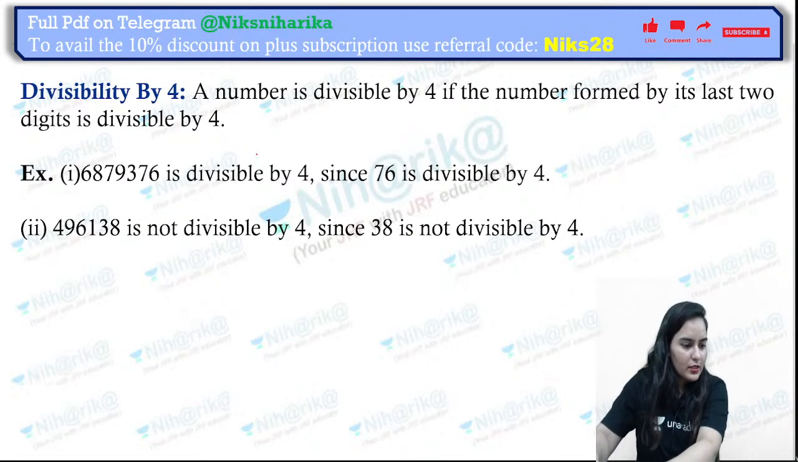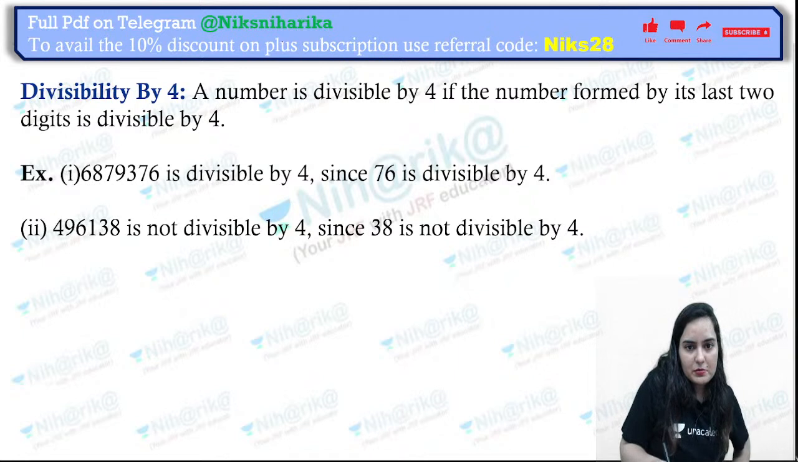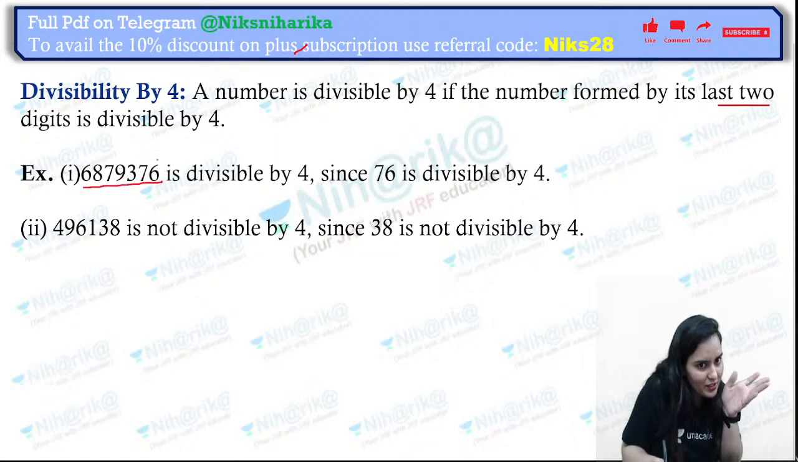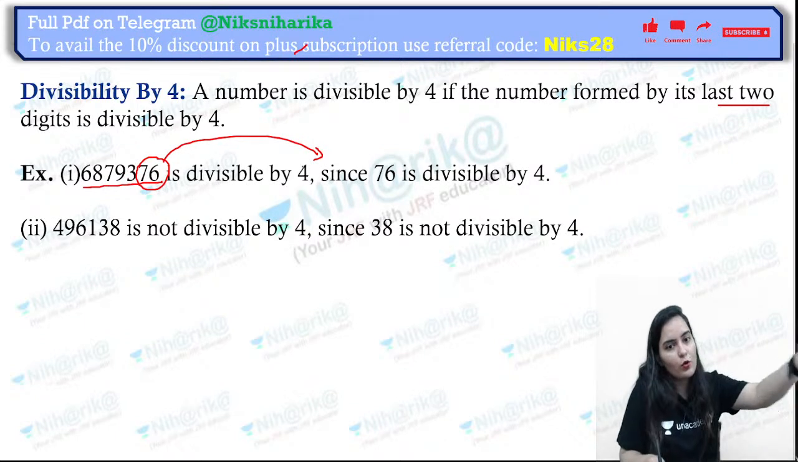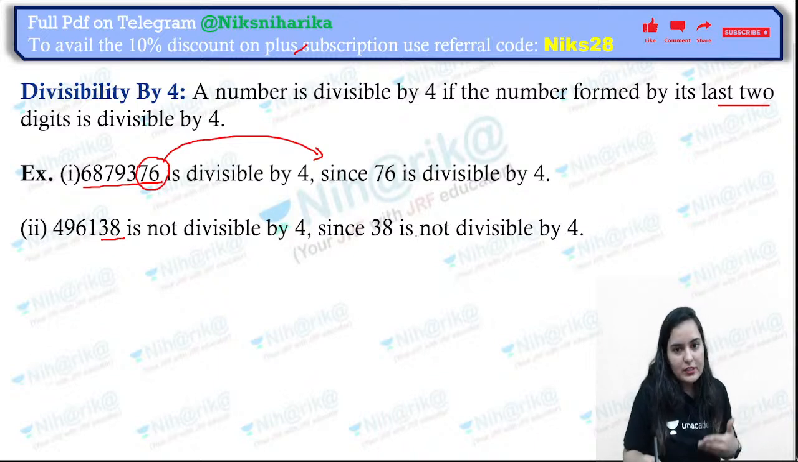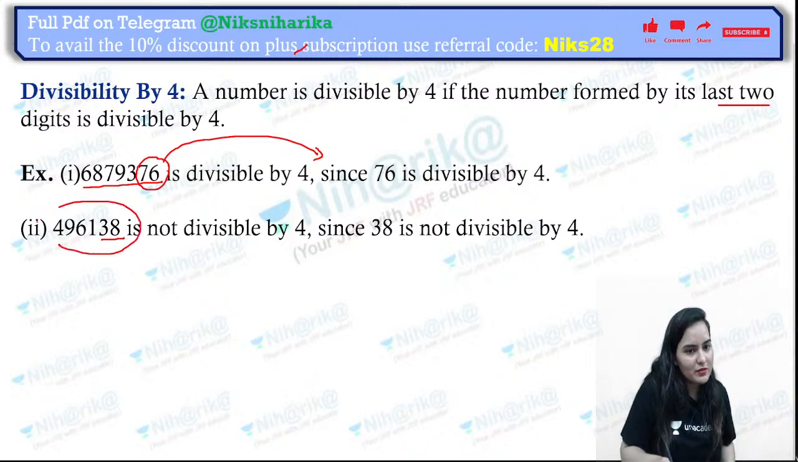Four. A number is divisible by 4 if the number formed by its last two digits is divisible by 4. If you are getting a big number, just see the last two digits. Is it divisible by 4? Then the whole number will be divisible by 4. Trust me. If 38 is not divisible by 4, then the whole number will not be divisible by 4.